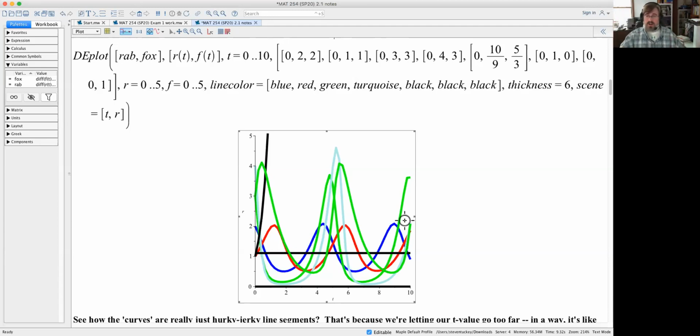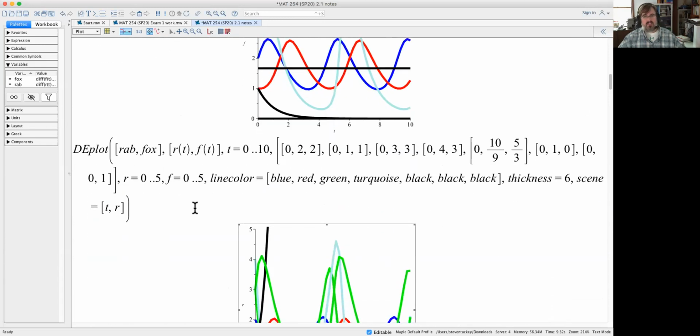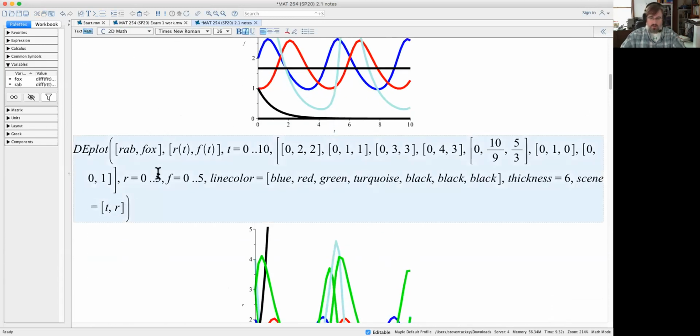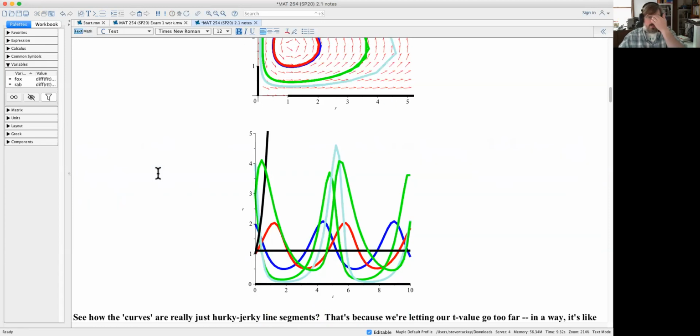So you might be wondering, yeah, this is great, Steve, but what I really wonder is, is it possible that if I were to get rid of the scene command here, and we'll just look at a straight up differential equation system like this.